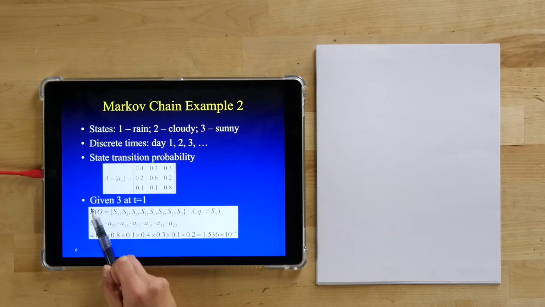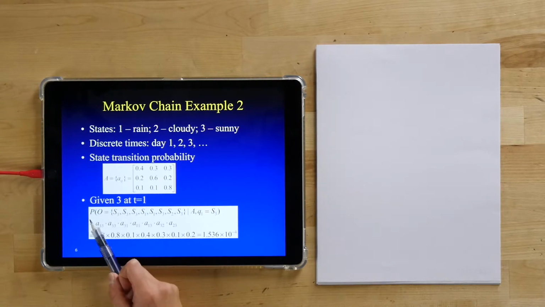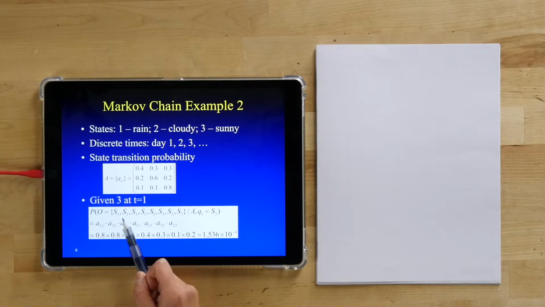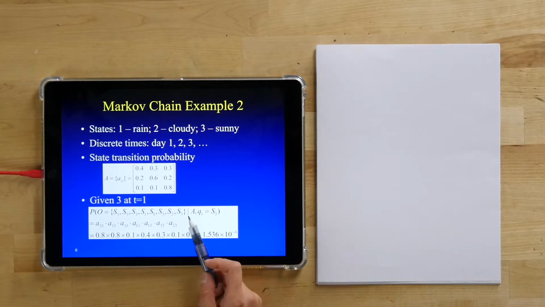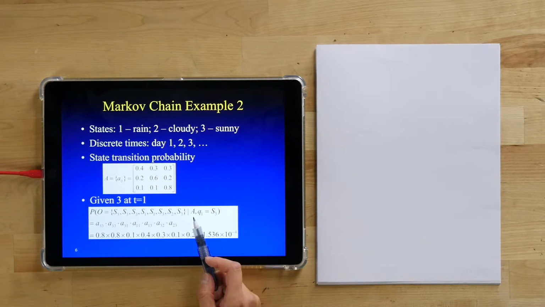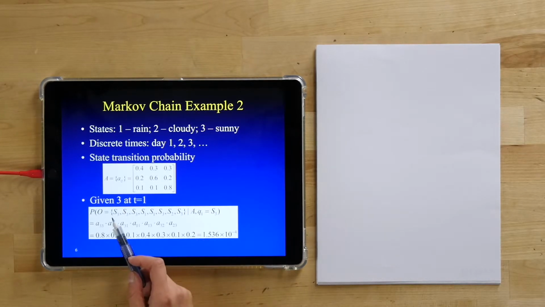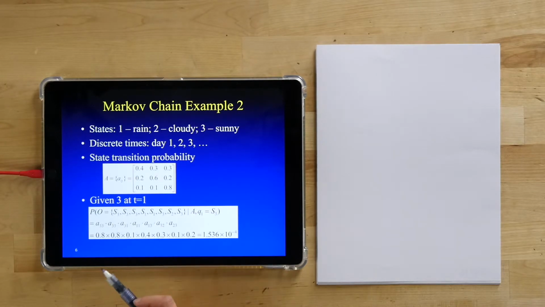And so we have a question here. Given that at day 1, we have a 3, which is a sunny day, the question is, what is the probability that the next 8 days of weather is going to be like this? And so we write it this way. Given that in day 1, we have sunny weather, and given this whole transition probability matrix, we're asking the probability of the next 8 days of weather according to this.